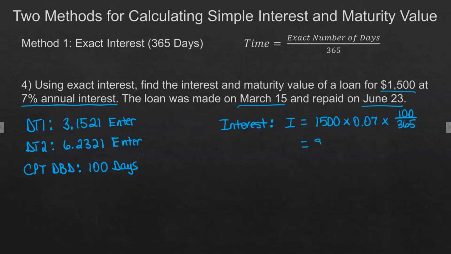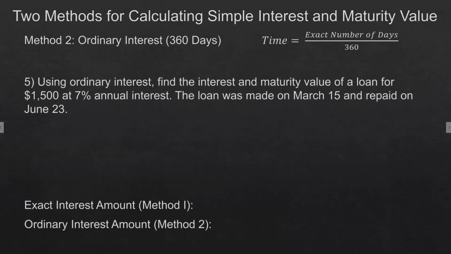And so when we calculate this, we get interest of $28.77. And then maturity value, I'm just going to say MV, maturity value is going to be 1,500 plus 28.77. So at the end of the loan, we would owe $1,528.77. Okay, so we're going to do the same calculation but use 360 days, and you'll just see a little bit of a difference in the amount of interest.